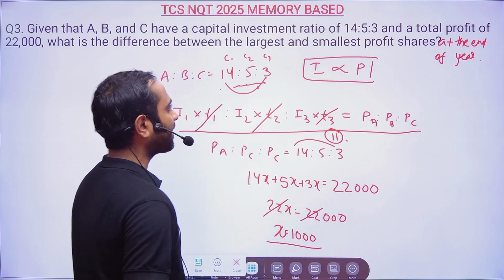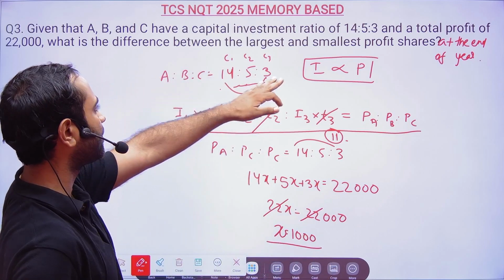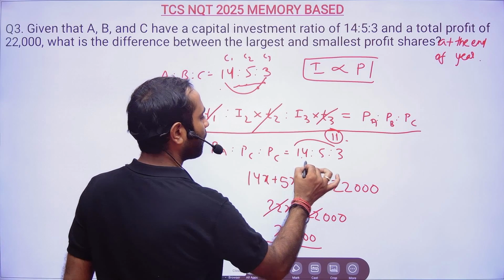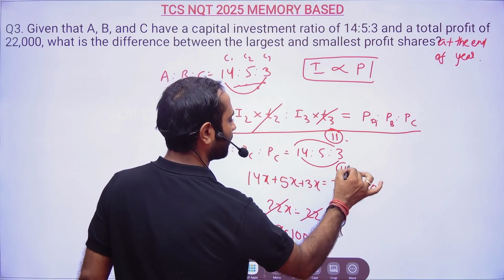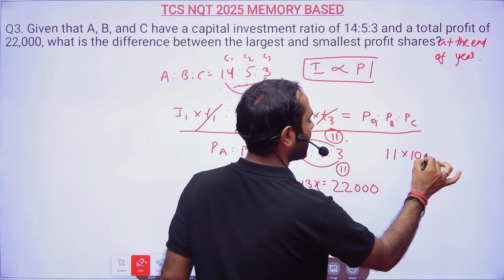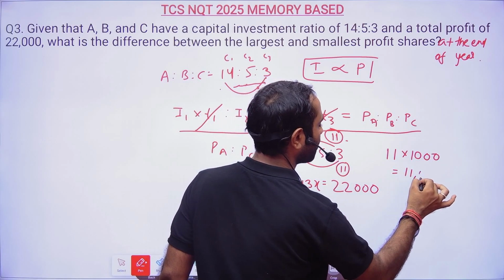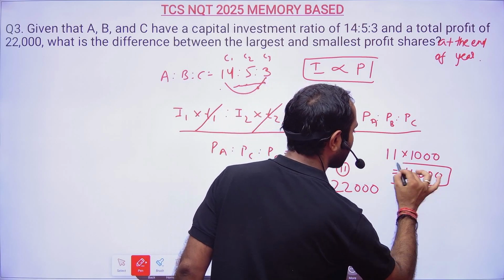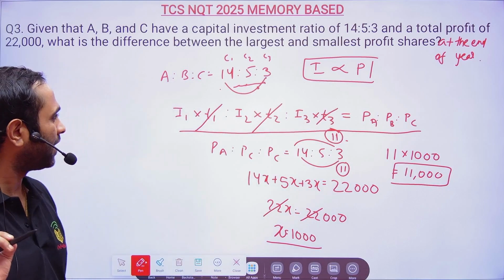Now they're asking, what is the difference between the largest and smallest profit? So 14 minus 3 will be nothing but 11. 1 unit is 1000, so 11 units will be 11,000, right? So 11,000 will become your answer for this particular question. This was very, very easy.